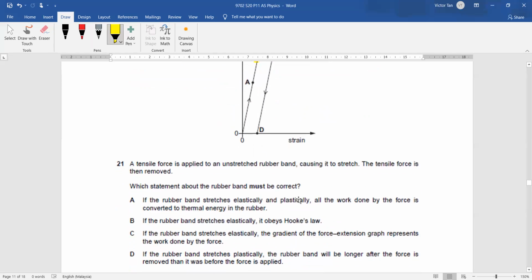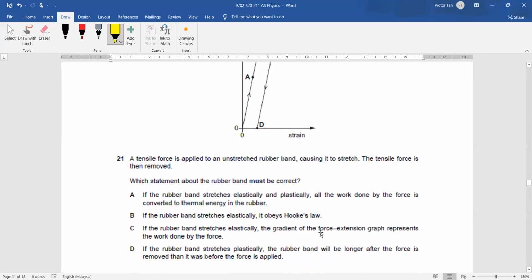A tensile force is applied to an unstretched rubber band, causing it to stretch. The tensile force is then removed. Which statement about the rubber band must be correct? Must be correct. Okay. If the rubber band stretches elastically and plastically, all the work done by the force is converted to thermal energy in the rubber. No. If the rubber band stretches elastically, it obeys Hooke's law. No.